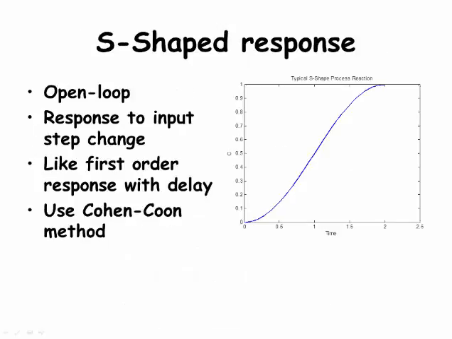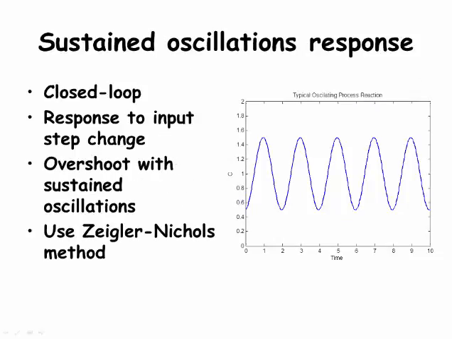This slide shows the S-shaped response that an open-loop process with the controller disconnected will produce in response to a small step change. With this graph, you can use the Cohen-Kuhn method. This slide shows the desired sustained oscillations response that a closed-loop process with the controller connected will produce in response to a small step change.